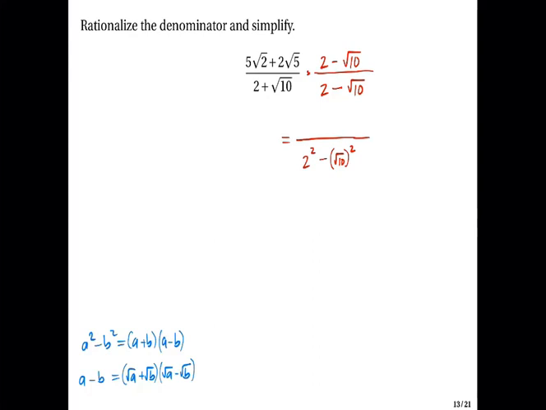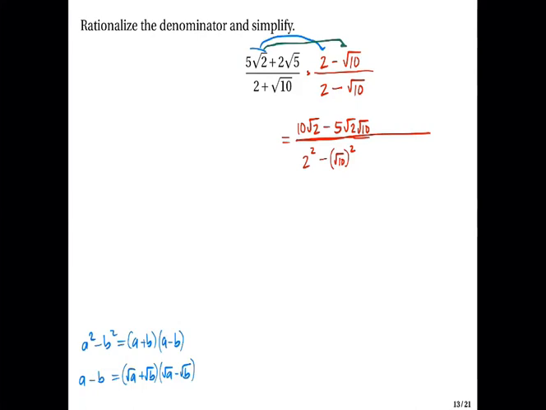So here, this expression multiplied to 2. Let us do this one by one. So 5 square root of 2 times 2, that's 10 square root of 2. Next, 5 square root of 2 times negative square root of 10. So multiply it here. That becomes what? Let us write it as minus 5 square root of 2 square root of 10.